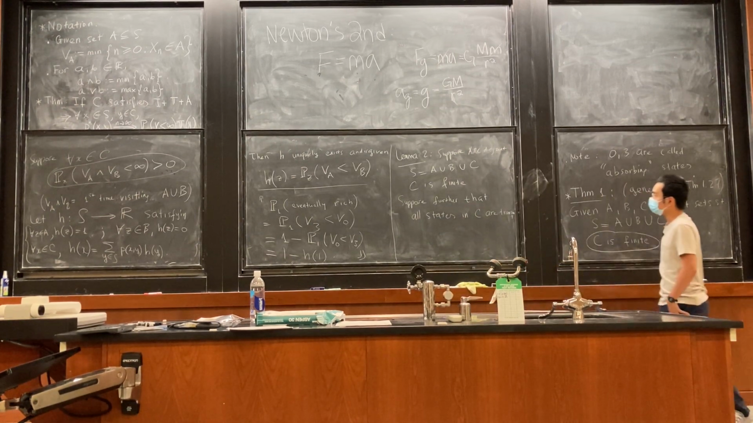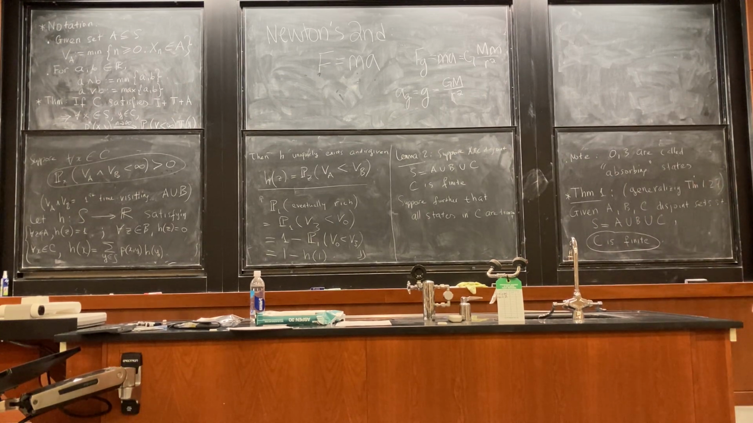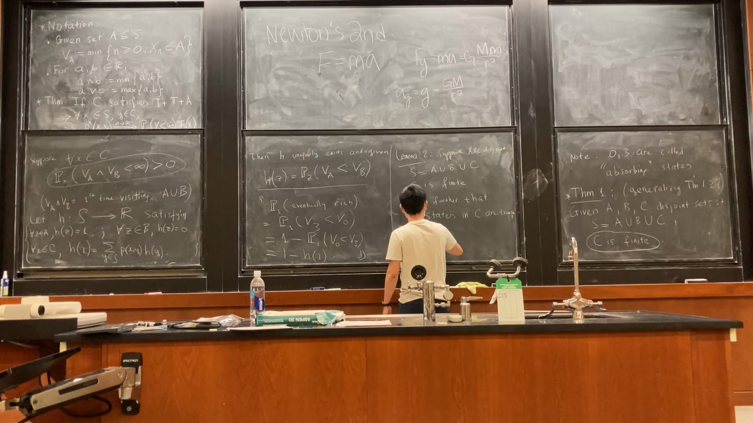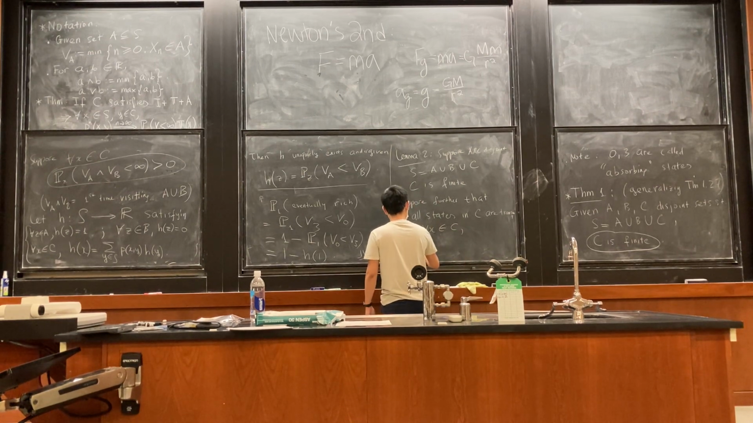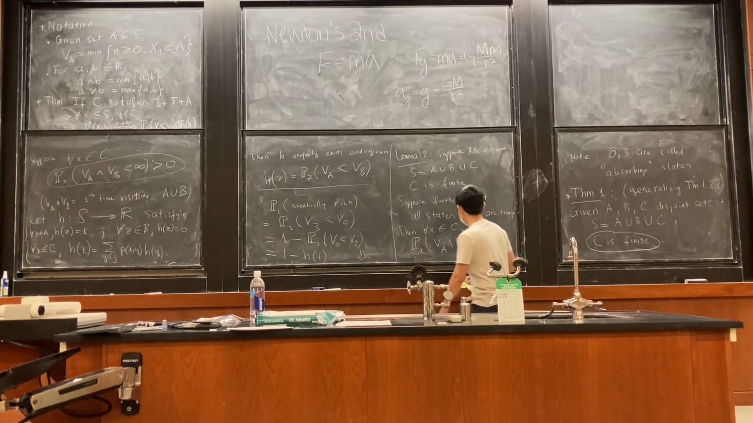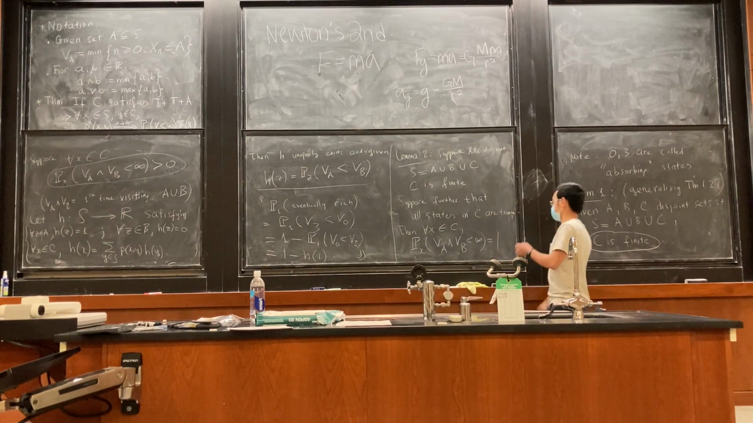Suppose every state in C is transient. Then the conclusion is: for x in the set C, the probability that the minimum of T_A and T_B is infinite, this probability is actually 1.